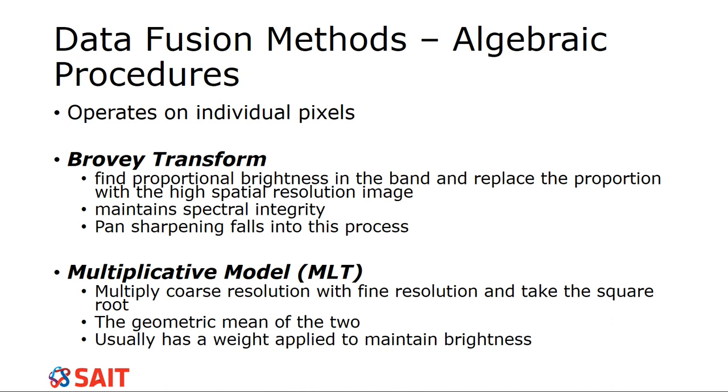It finds the proportional brightness in the band and replaces the proportion with the high spatial resolution image. So again, it's a linear equation. You can put it into mathematics if you really like. You can imagine that you take the brightness, you take the panchromatic, and you're putting it together with the proportion of the brightness. So you convert it into brightness, and you find out for each band how much of the total brightness each band is.